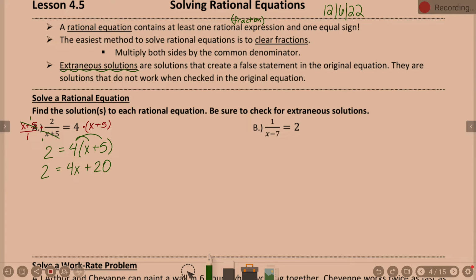Continue solving with me. If it's 4x plus 20, what do we do? Okay, work to get your x by itself. So if it's 4x plus 20, we're going to subtract 20. 2 minus 20 is negative 18 equals 4x. If it's 4x equals negative 18, how do we solve for x? Divide by 4. If I divide by 4, I'm going to have x equals negative 18 fourths.